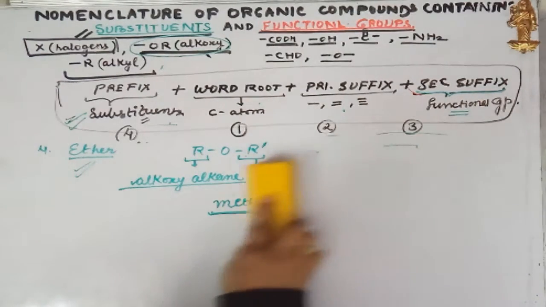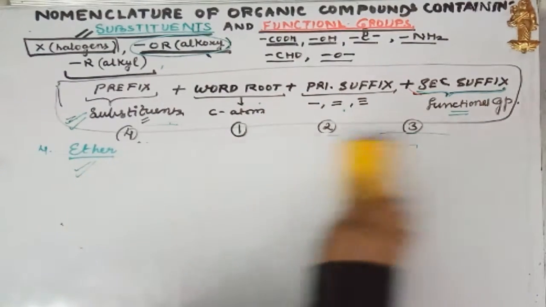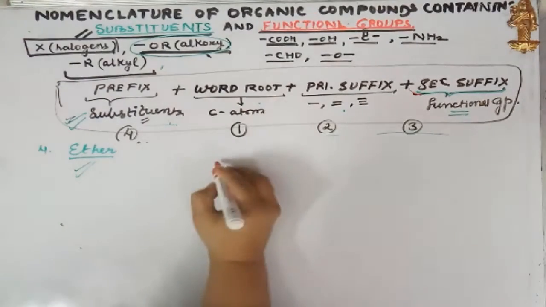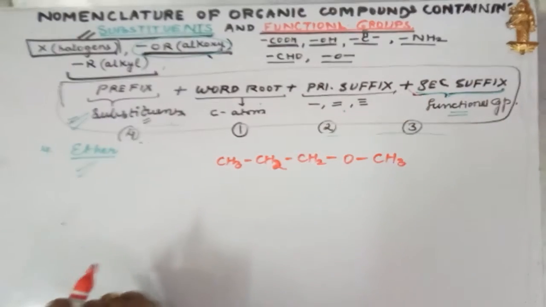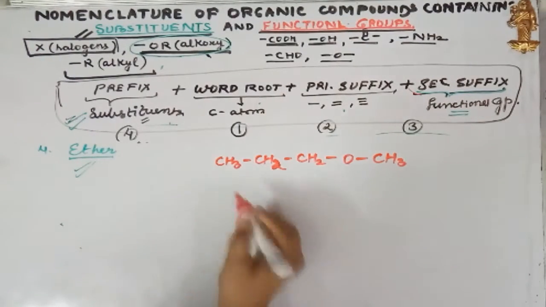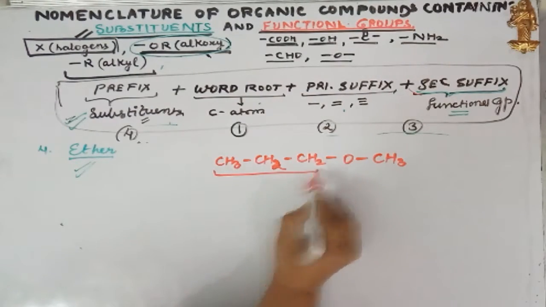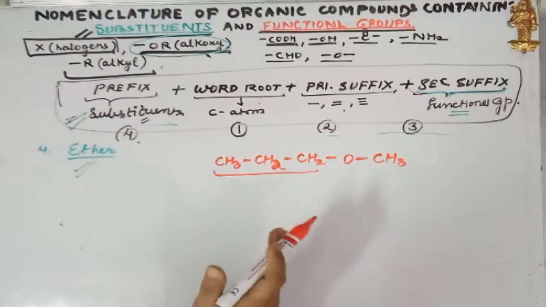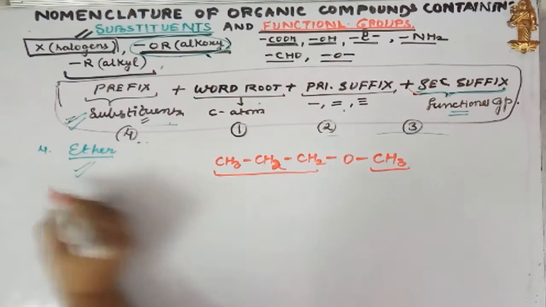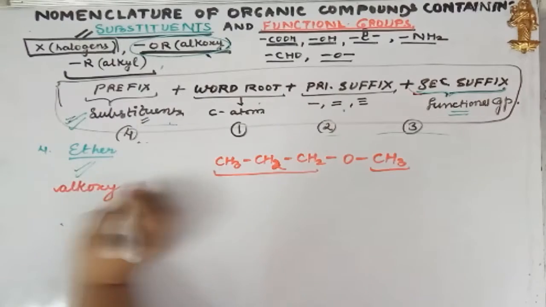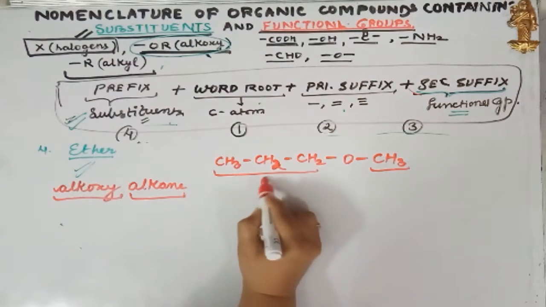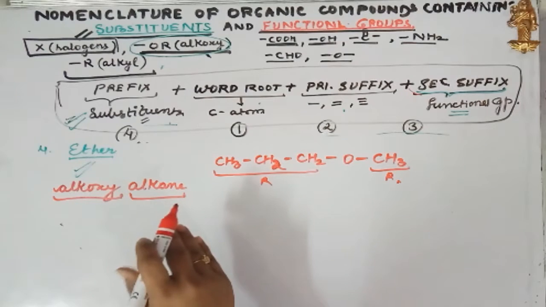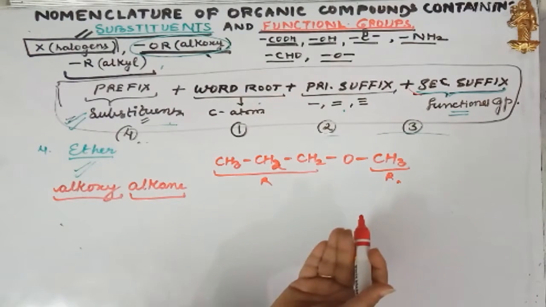Let's take one more example of it with a simple variation. Let us name this compound. The very first thing which should come to our mind is which will be the alkoxy group and which will be the alkane. So we have two parts here, alkoxy and alkane. First of all, we have to decide which we will take as the alkoxy part, because we have two R parts here. Which part are you taking as alkoxy and which part as alkane?